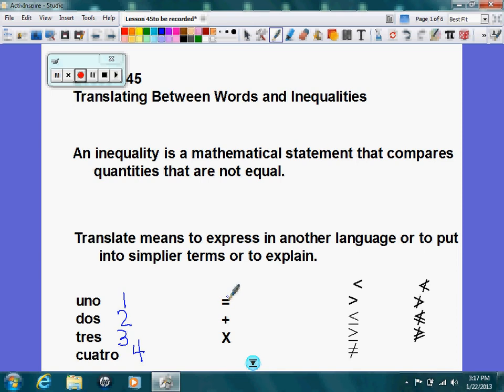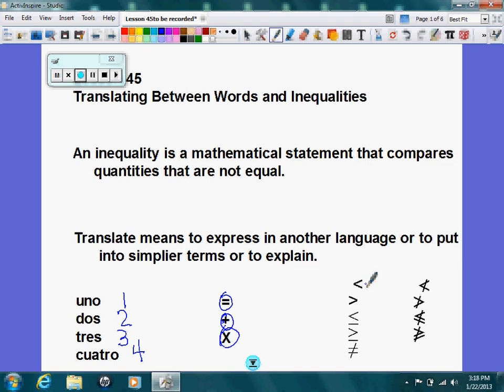This symbol means equal to. This symbol means to add. This symbol means to multiply. So we understand some of our symbols. And we're talking about inequalities. We have several symbols, but they're fairly self-explanatory.